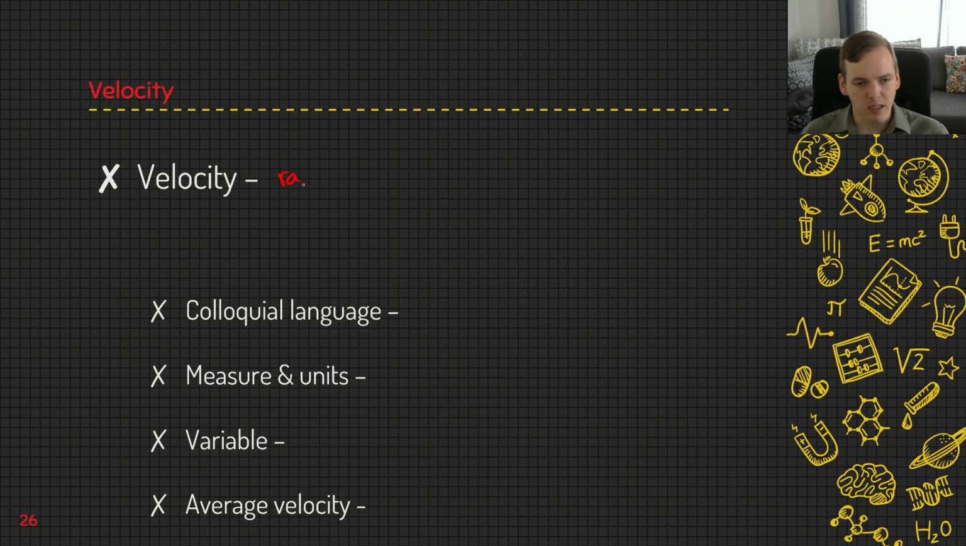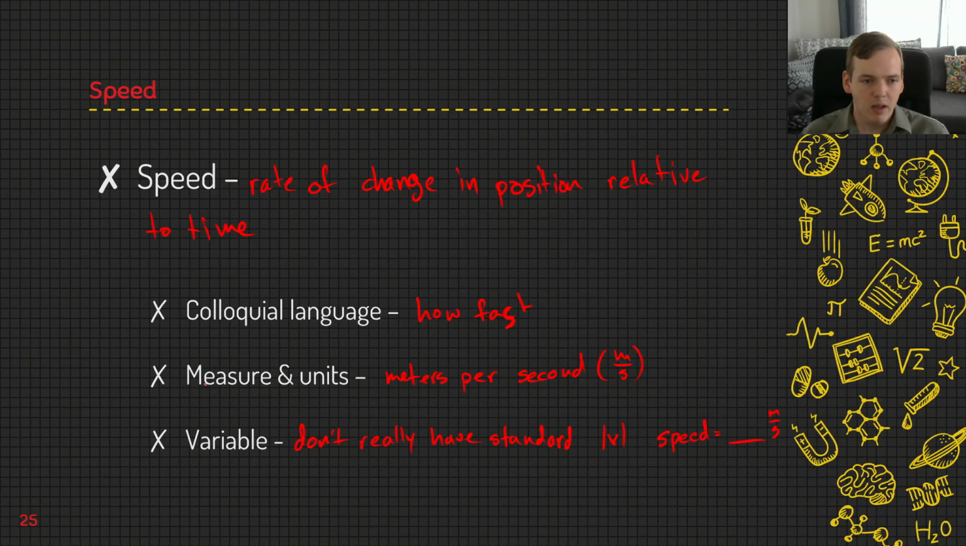Sorry, let me go back, I realized I made an error. Speed is actually the magnitude of the rate of change in position. That's because it's a scalar.